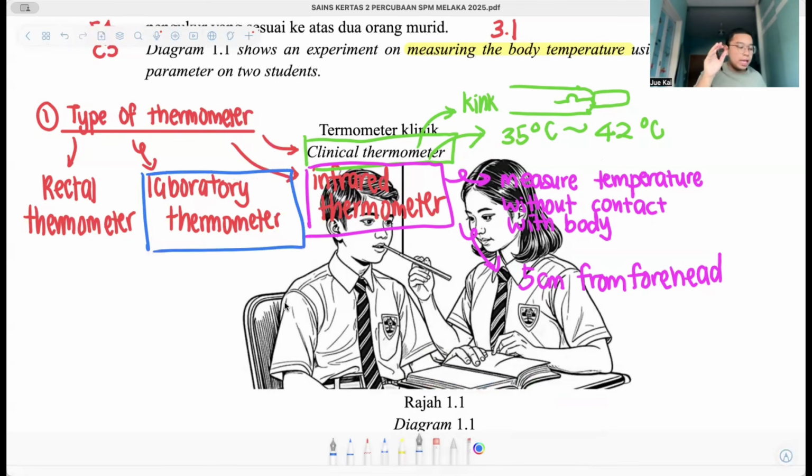For the laboratory thermometer, don't confuse it with the clinical thermometer. The textbook already mentioned it is not suitable for measuring your body temperature.